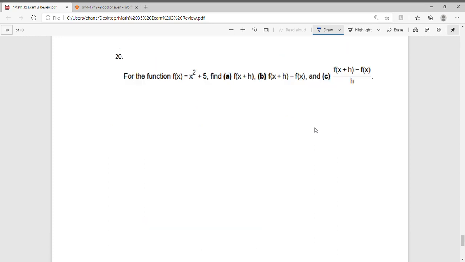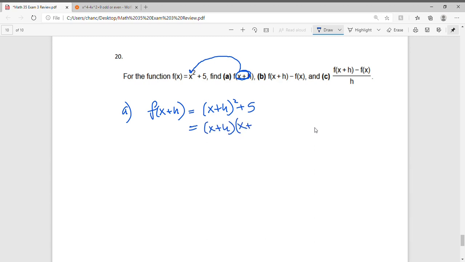Question 20. For the function f of x equals x squared plus 5, we'll find f of x plus h first. In part A, we're looking for f of x plus h. What that means is I'm going to plug in the x plus h into x squared plus 5. That gives me x plus h squared plus 5. I can simplify this. x plus h squared is just the same as x plus h times another x plus h.